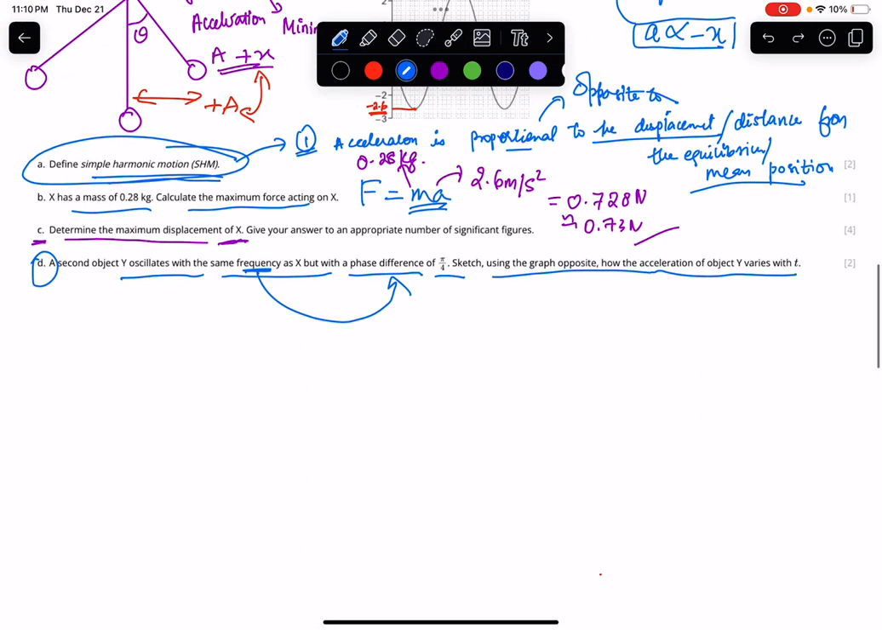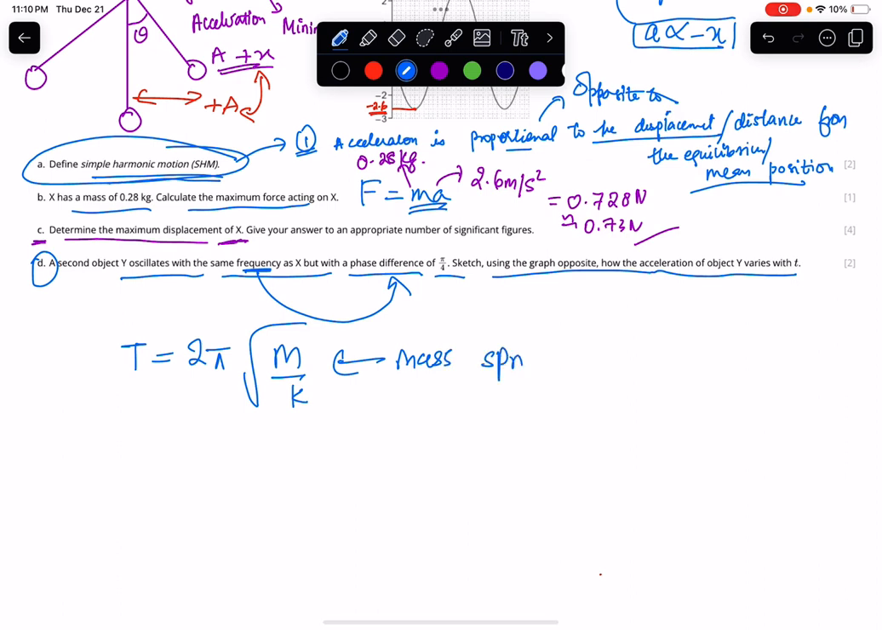First thing you need to know is that the time period is equal to 2 pi square root of m by k. This is for a mass spring system, and a mass spring system is a perfect example of simple harmonic motion. And if T is 2 pi square root of m by k, then what you simply get, actually, is 2 pi square root of m by k.